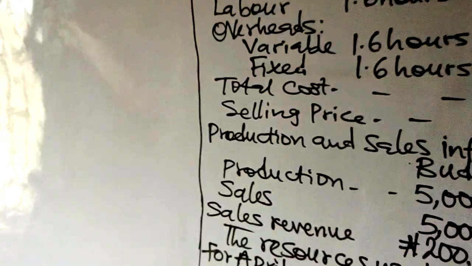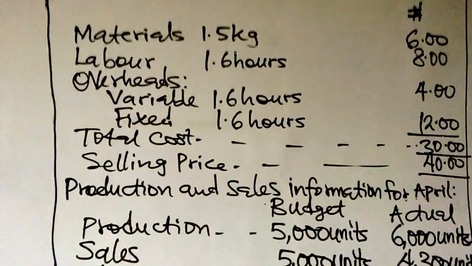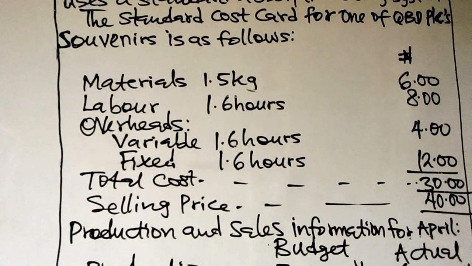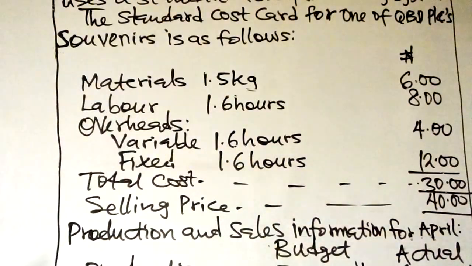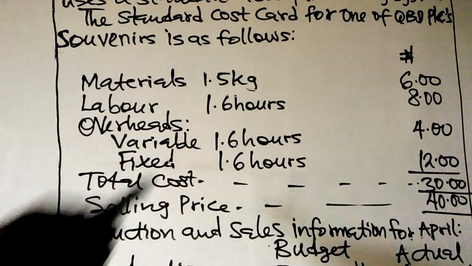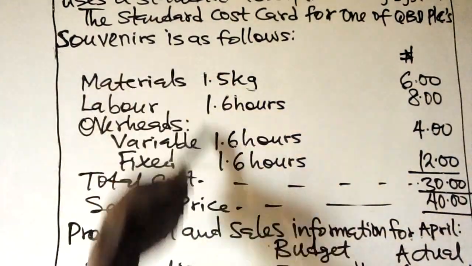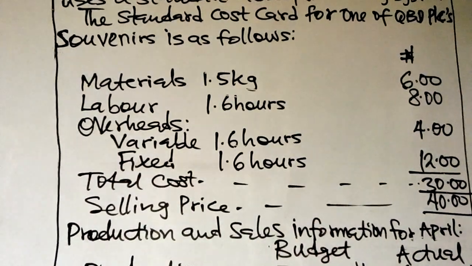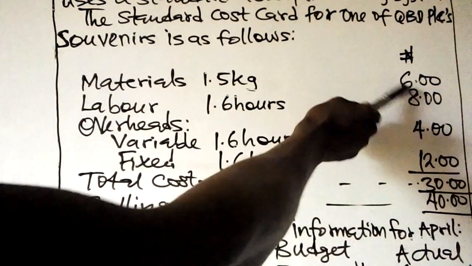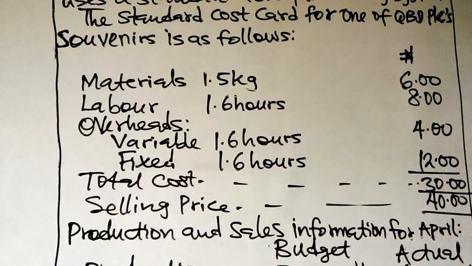Now, the cost data to use. Remember, we want to calculate the budgeted profit, so the cost data to use should be the budgeted cost data. You are given materials, labor, variable overheads, and fixed overheads. The costs you are given are standard costs, which are for a unit, and what you need is budget. Since you are given the standard cost, you have to convert this standard cost to budgeted cost.